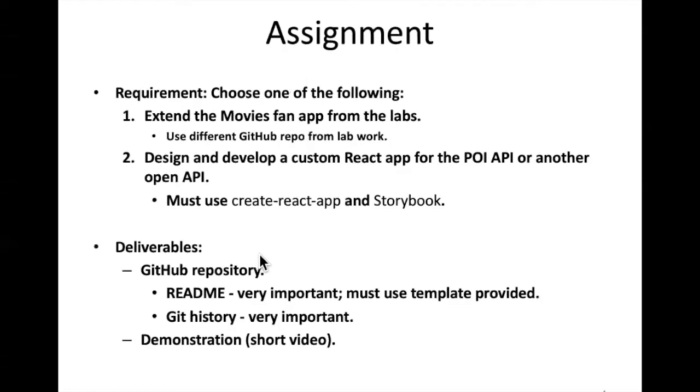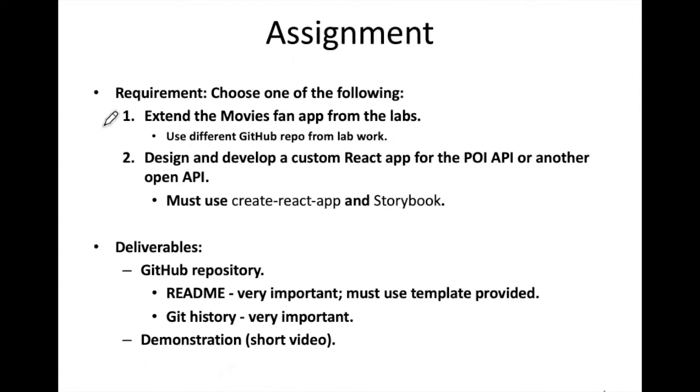Now, in terms of the assignment or project, which is worth 60%, there are two options that you have available to you. Most people take option 1. Option 1 is where your starting point is the Movies fan app that you've completed from the labs. So that's up to and including part 4. That's your starting point, and then you expand or extend the app in any way that you want to really, although I'm obviously going to give you guidelines as to the directions you might take it.